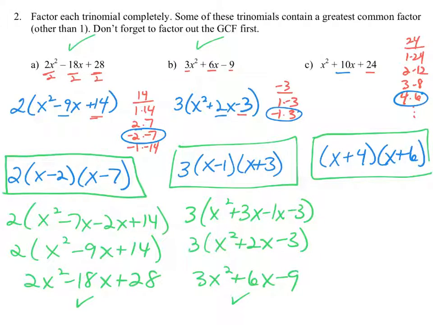We can use FOIL to check our factored form. When we multiply x times x, our first is x squared, the outer is plus 6x, the inner is plus 4x, and the last is plus 24. By combining the middle terms, we get x squared plus 10x plus 24.